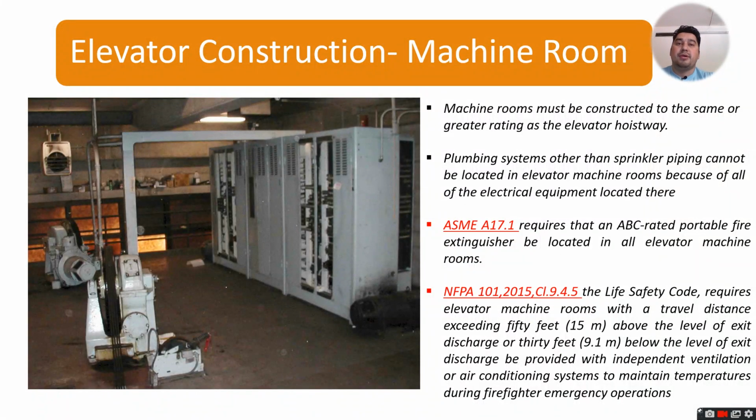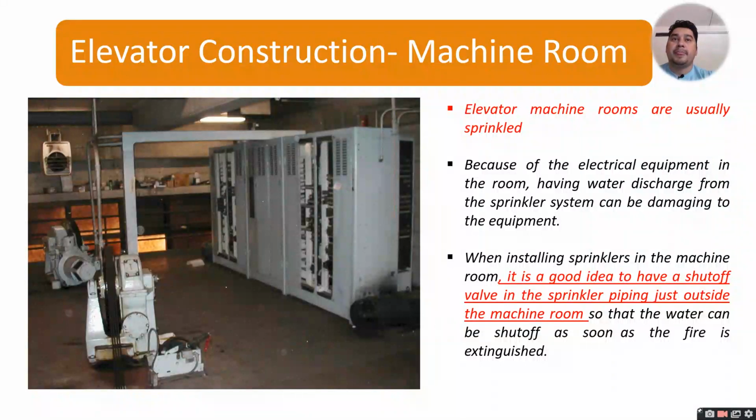NFPA 101, 2015, clause number 9.4.5, the Life Safety Code, requires elevator machine rooms with a travel distance exceeding 50 feet (15 meters) above the level of exit discharge, or 30 feet (9.1 meters) below the level of exit discharge, to be provided with independent ventilation or air conditioning systems to maintain temperatures during firefighter emergency operations.